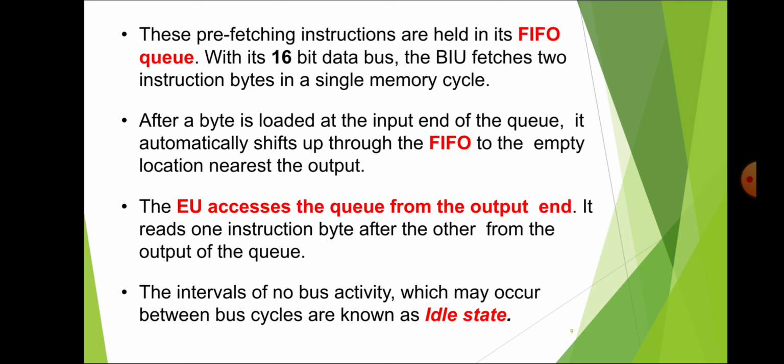So we take the queue, which is nothing but first in, first out. Whatever instruction comes first will come out first, and then the next instruction comes out. For that purpose we are taking the queue, and those instructions are carried by the data bus, because the data bus is 16-bit. So the data is carried by the 16-bit data bus.